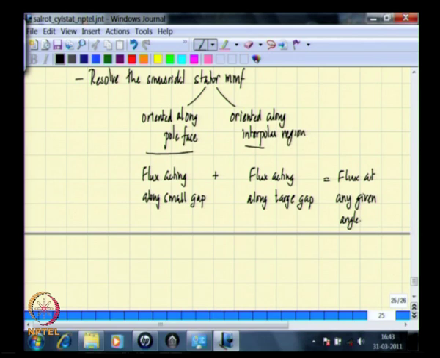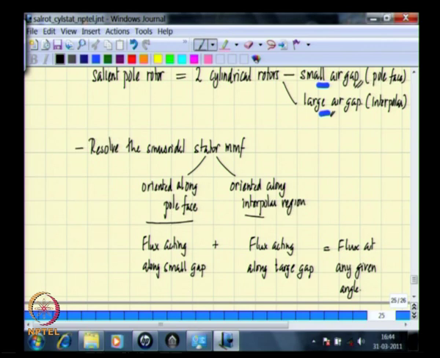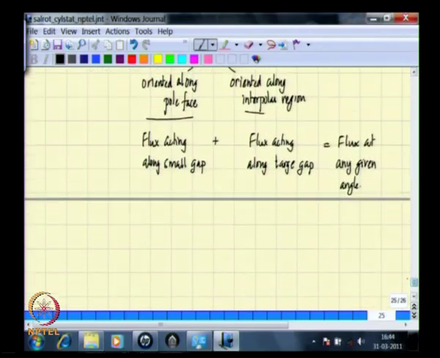The idea is that the flux generated at any given angle is not possible to determine just from the MMF distribution alone, because in the salient pole rotor the pole face regions are associated with higher flux density, and interpolar regions are associated with low flux density, and as the rotor rotates, where the pole face occurs and where the interpolar region occurs both are going to change. So we now consider the rotor to be composed of two cylindrical rotors, one having a small air gap, one having a large air gap, and resolve the MMF along these two axes, and then you find out the net flux. This approach has been called the two reaction theory.